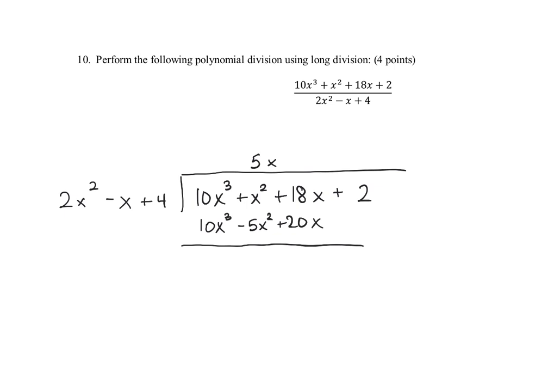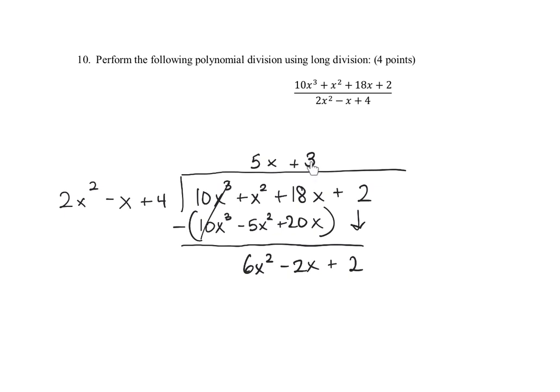Now remember, you need to subtract that entire expression from the one above it, so the 10x cubes cancel. Negative times a negative is a positive, so that's 6x squared, and then this is negative 20x from 18x, which is negative 2x. Now drop down the 2 and continue on. How many times now does 2x squared go into 6x squared? Or what value could I put up here so that when I multiply it by 2x squared, I get 6x squared? So if I take 2x squared and multiply it with a plus 3, that would match this 6x squared, which is what I want to have happen so I can cancel it.